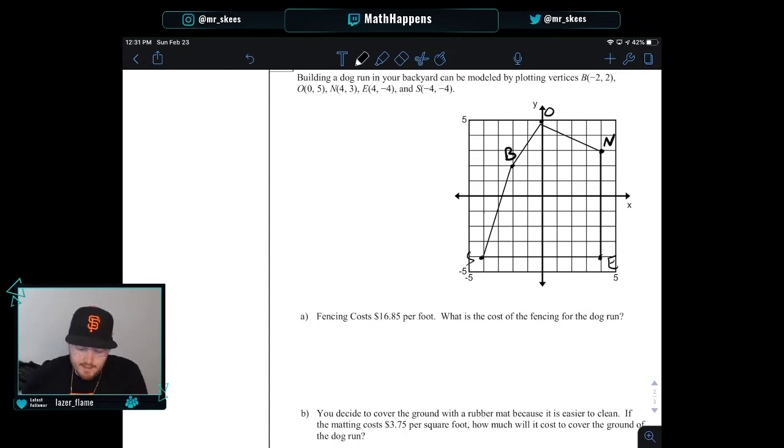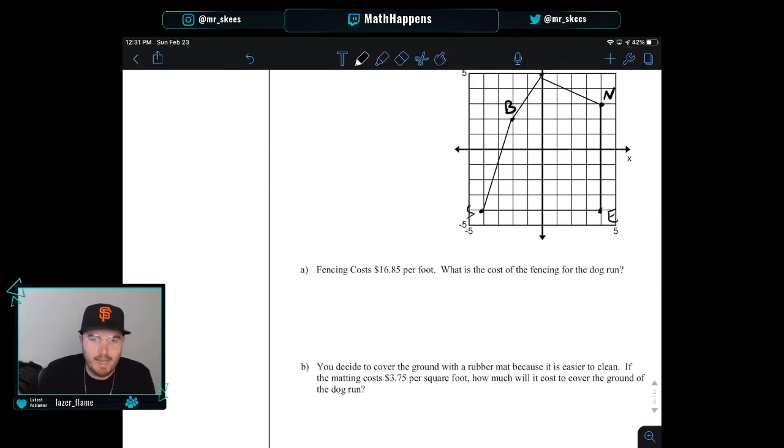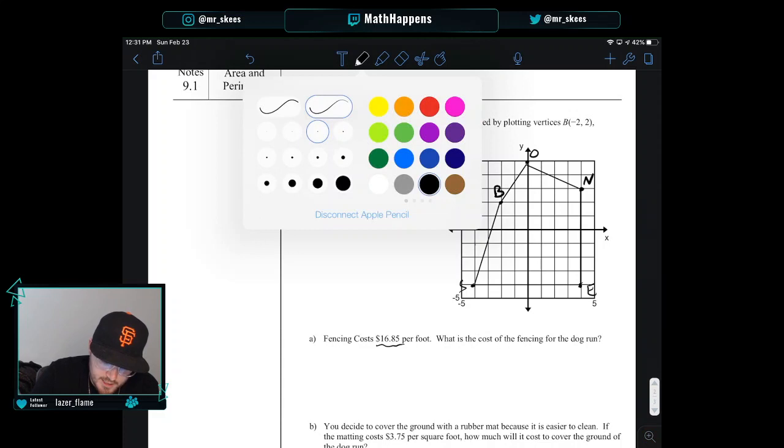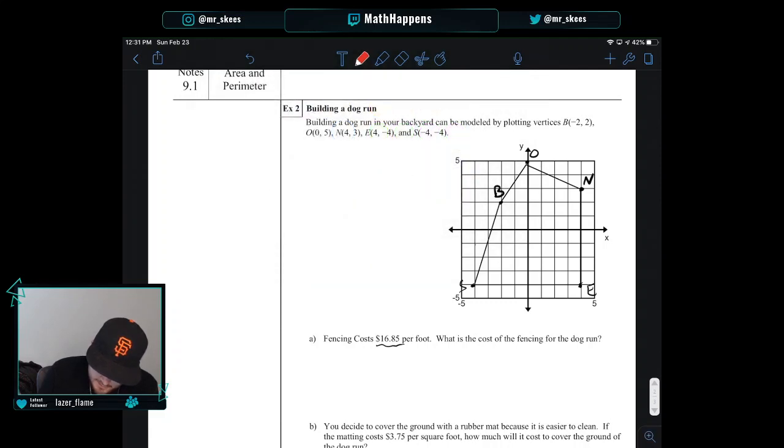So this fencing, we need to know the perimeter. How many feet around is this dog pen? Because for every foot, we're gonna pay $16.85 per foot. So let's get to it. What do we already clearly know? We clearly know that the bottom here is 1, 2, 3, 4, 5, 6, 7, 8 wide. And we know that this side here is 1, 2, 3, 4, 5, 6, 7 tall. So what I don't know and what I need to figure out are each of these diagonals.